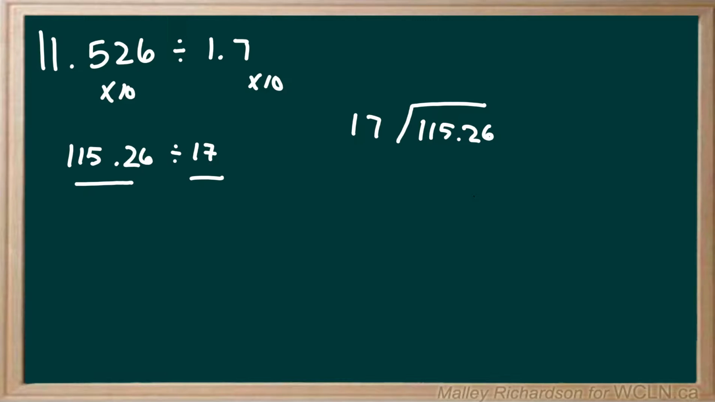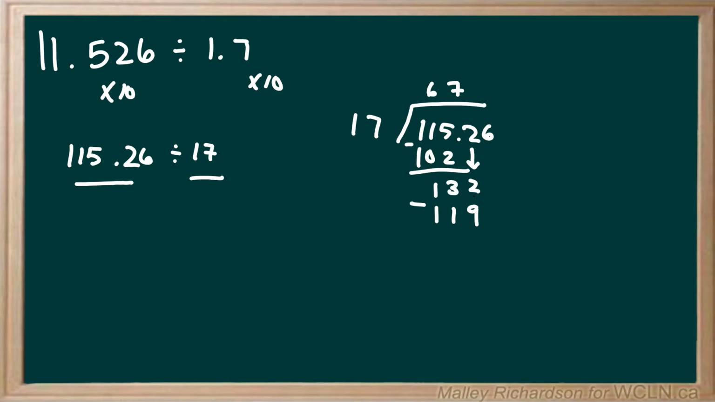So we put the 6 up top, and then 6 times 17 gives us 102. So we write 102, and then we subtract the two numbers to get 13. Then we bring this 2 down, so we have 132. 17 goes into 132 7 times, so we put the 7 on top, and then we multiply 7 by 17 to get 119.